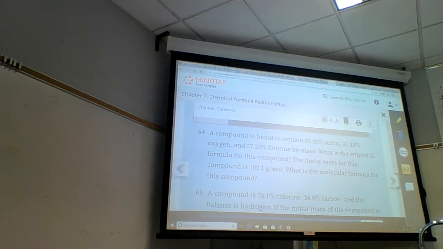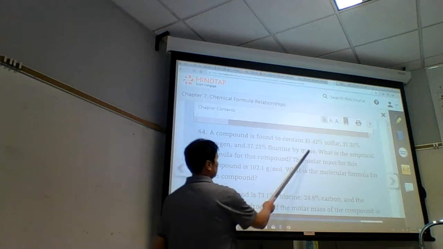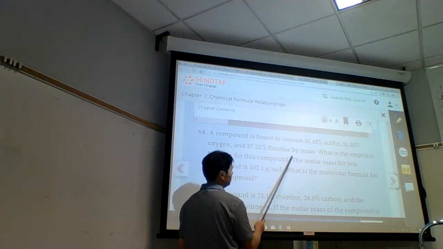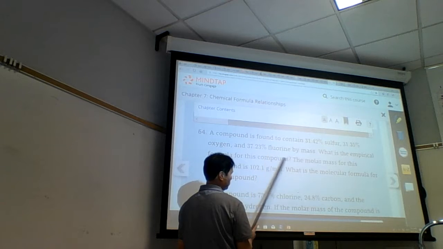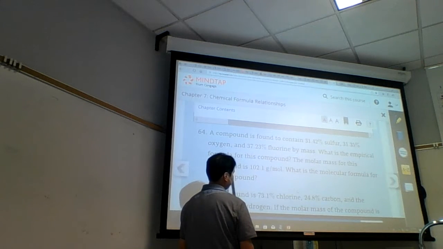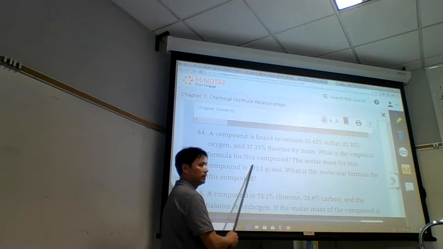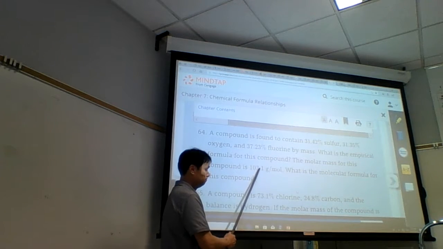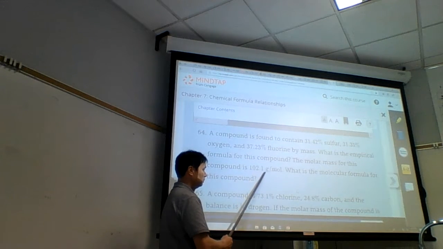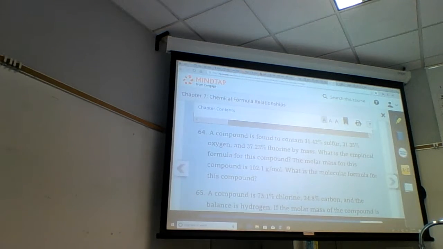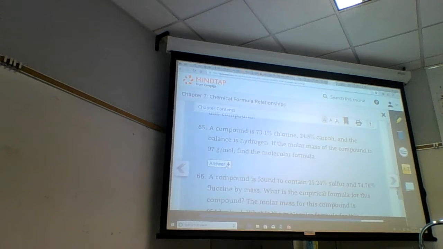I'll look at 64. 64 is a mirror, same type of problem. Percent by masses converted to moles. So we've got the mass ratio, mole ratio, empirical formula. And then they give us this. This is what we need to determine the molecular formula. We can skip those, since those problems don't have the answers. Go here and find out.